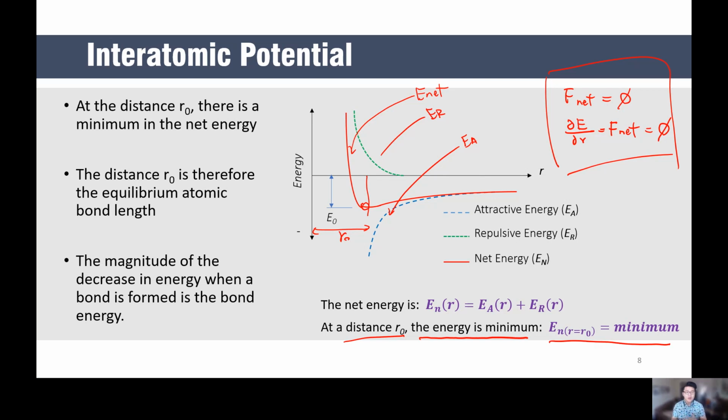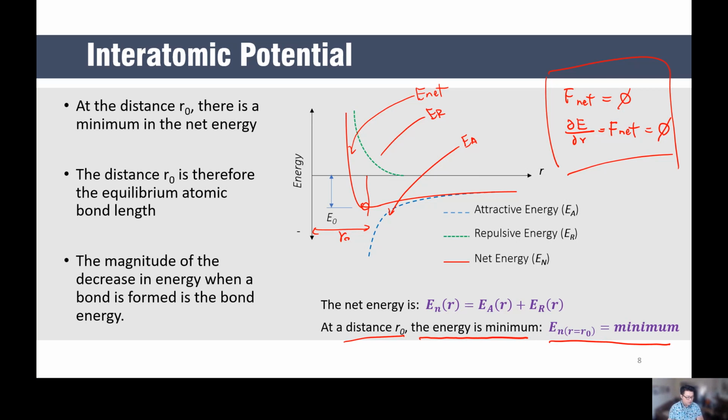So this is the same thing, but now we're talking from a thermodynamic point of view. We're saying that the two atoms would like to stay at a distance of R naught because at this particular distance, the energy of the system is at the lowest possible.